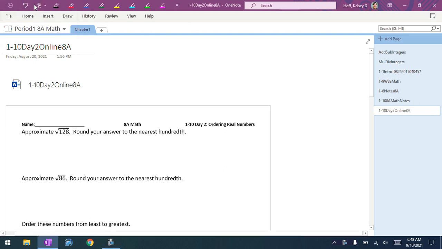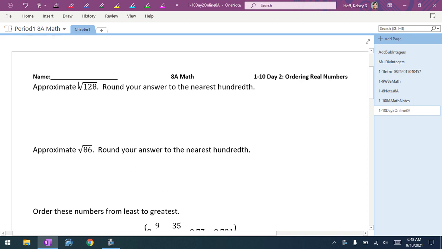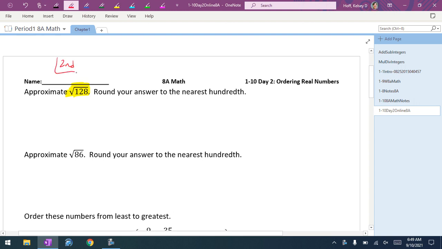All right, on the second day of 1-10, we're going to be working with ordering numbers. So first thing we want to talk about is just being able to round correctly and practice putting square roots back in our calculator. So let's remember how to put this back into our calculator. Clear your calculator out. Then you'll use that second key that's up in the upper left-hand corner of your calculator. And then hit the X squared button because in the background, it should have the square root.